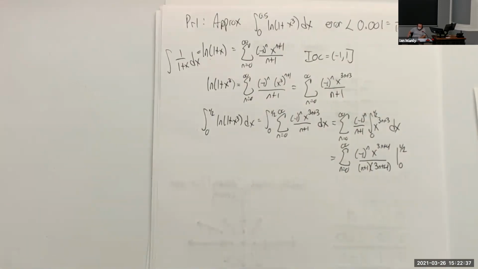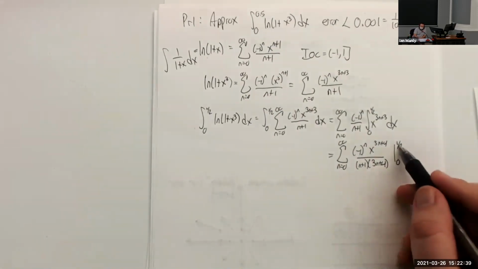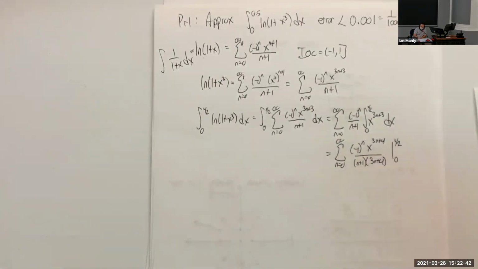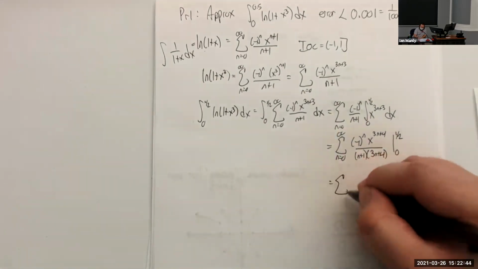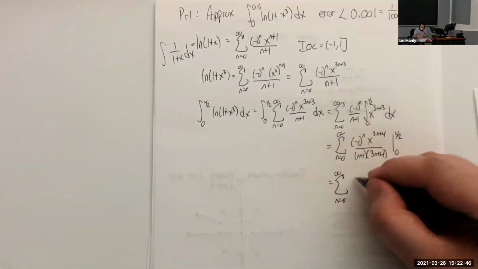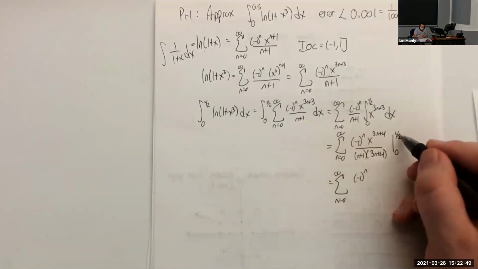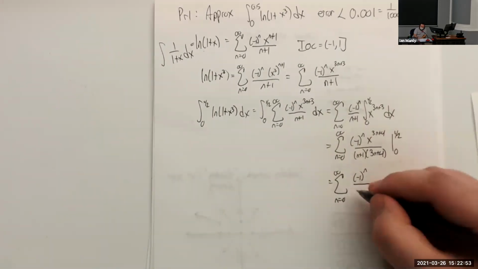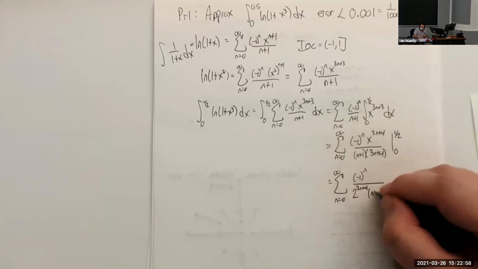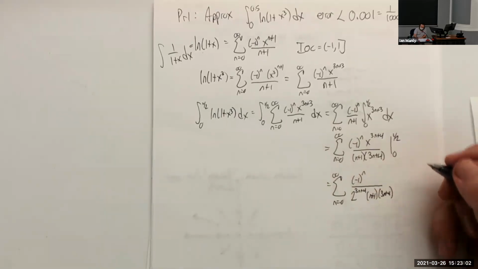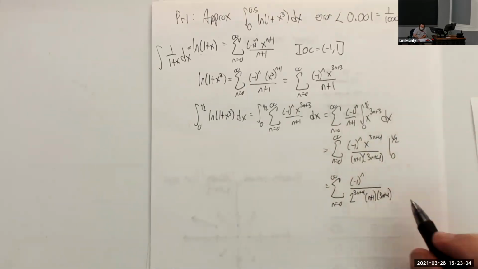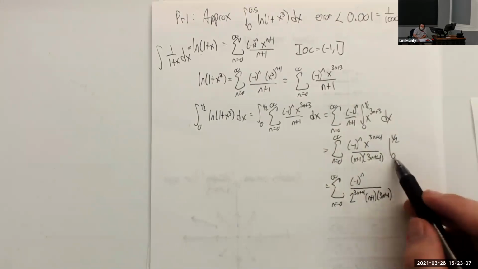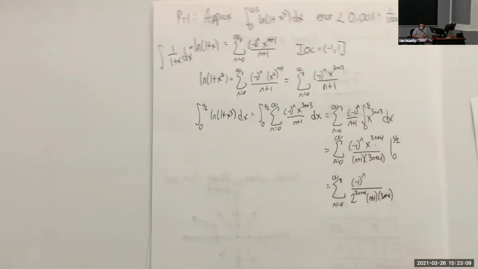All right, so let's go ahead and plug this in here. So we have -1 to the n, and then this will be 1/2 to the 3n plus 4. But that's the same as having 2 to the 3n plus 4 down here, times n plus 1 times 3n plus 4, like that. All right, and then we plug 0 in for this, and we get, well, 0.